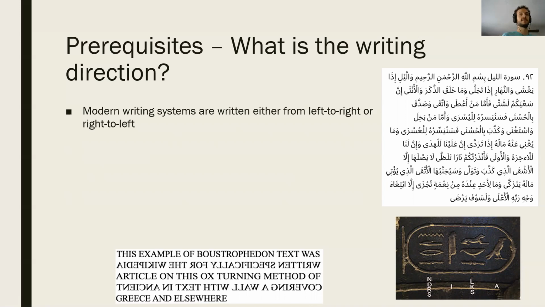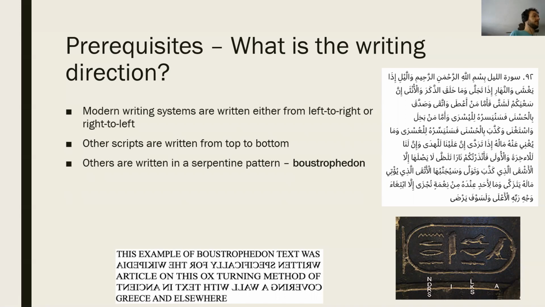and so writing direction isn't something that is constant. And other scripts can even be written vertically, from top to bottom. And there are also other scripts which are actually written in both directions in a kind of serpentine pattern. The serpentine pattern was used pretty commonly in ancient Greece, and this pattern is called the boustrophedon pattern.